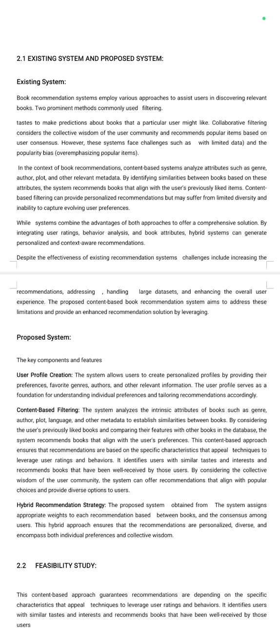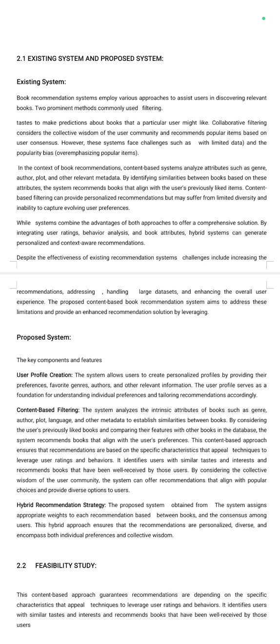By considering the user's previously liked books and comparing their features with other books in the database, the system recommends books that align with the user's preferences. This content-based approach ensures that recommendations are based on the specific characteristics that apply.